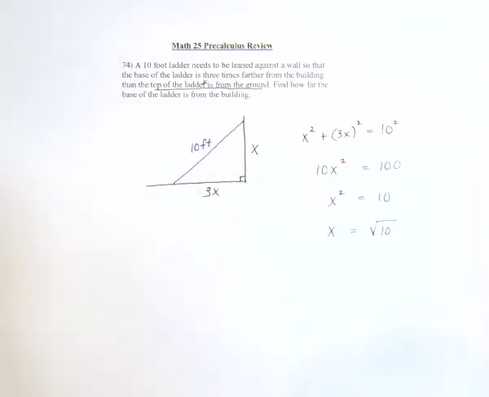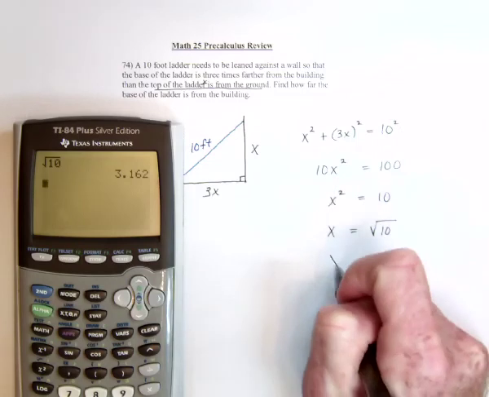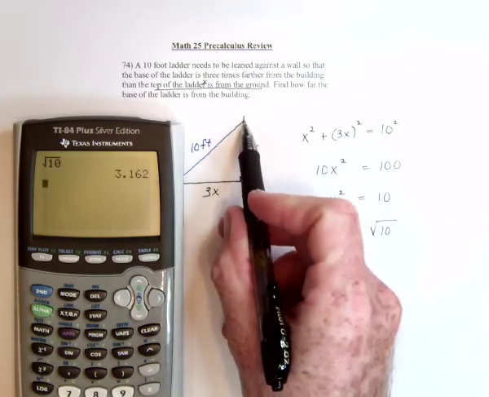But usually in word problems, you should give a decimal answer, because if someone says, well, how far out should I put this ladder? And you tell them, how about the square root of 10? They're just going to drop the ladder and walk away. So we don't want that to happen. So instead, you'd say, oh, it should be about 3.162 feet off the ground right here.